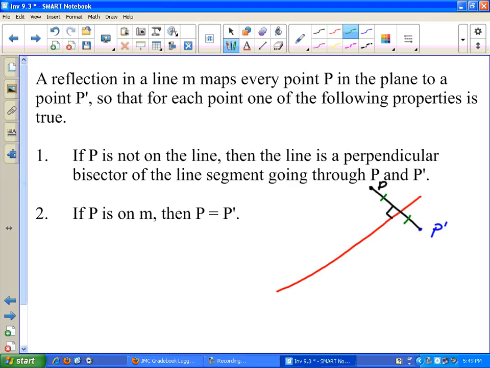The second part: if P is on M, then P is equal to P prime. Basically what that says is, if I draw them down here, we'll just change the lettering, Q, then Q prime is the same point. Okay, the exact same thing.